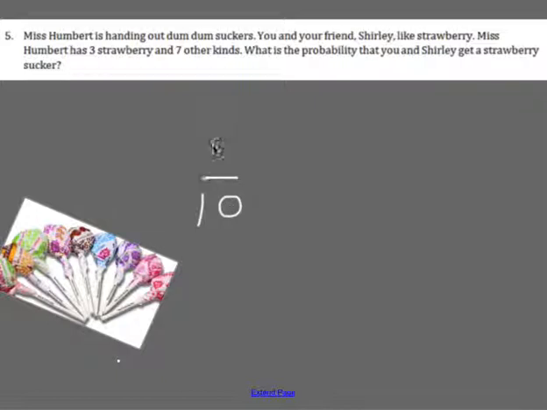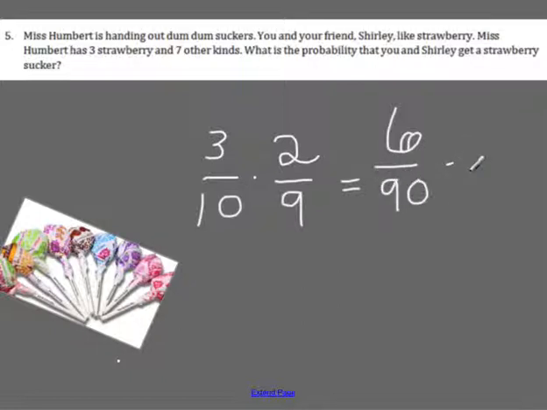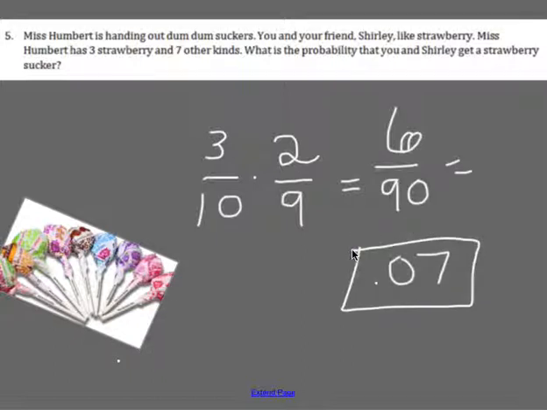So the probability of you first getting a strawberry sucker is 3 out of 10. So first I'm going to hand it to you. And then that and, remember, means multiply. I'm going to go to Shirley. Well, when I go to Shirley, I've already given you a sucker. So I only have 9 left in my hand. And we're going to assume, for this to continue, that I gave you a strawberry sucker. So now there's only 2 strawberry suckers left. So now we're going to multiply across the top to get 6, and multiply across the bottom to get 90. So our probability is 6 divided by 90. And when you divide that out in your calculator, you end up getting 0.07. So that means there's a 7% chance that I give you and Shirley strawberry suckers out of my 10.